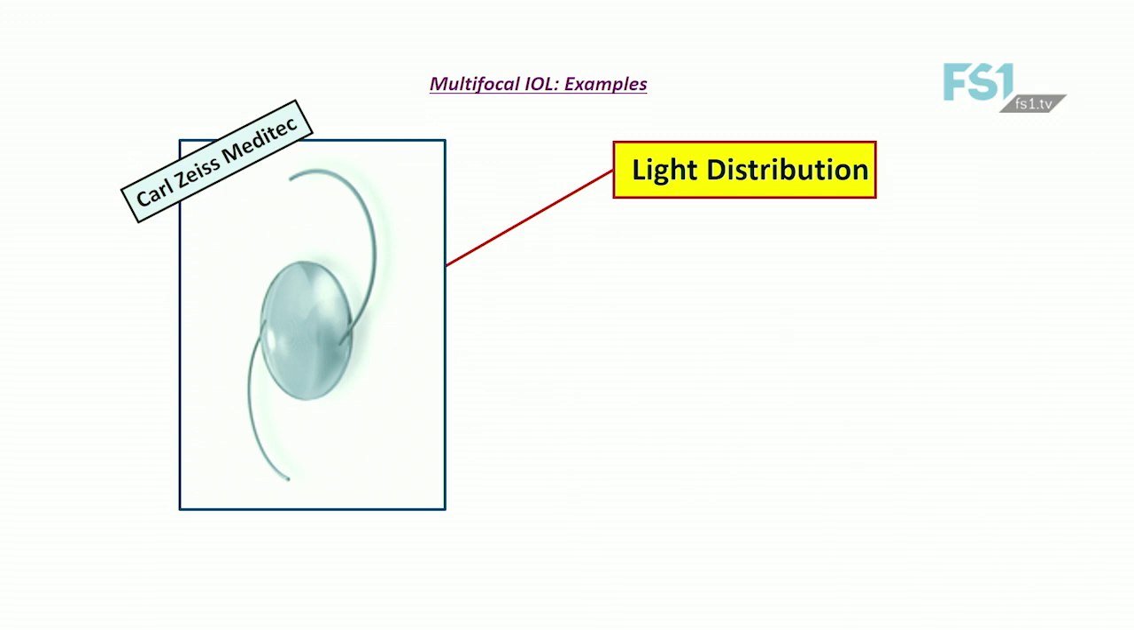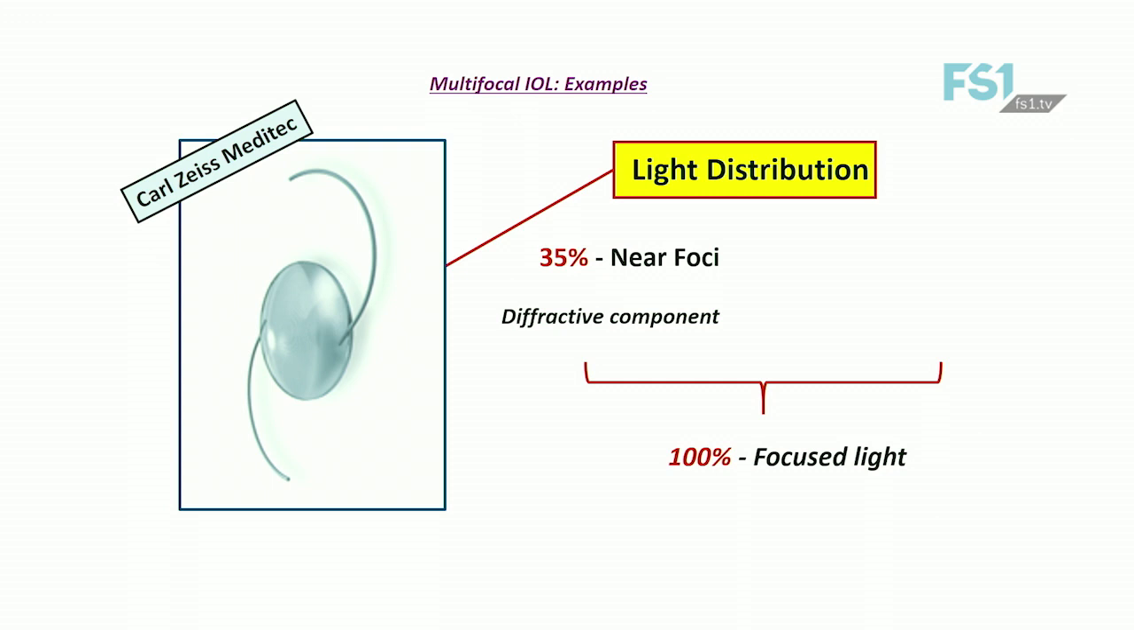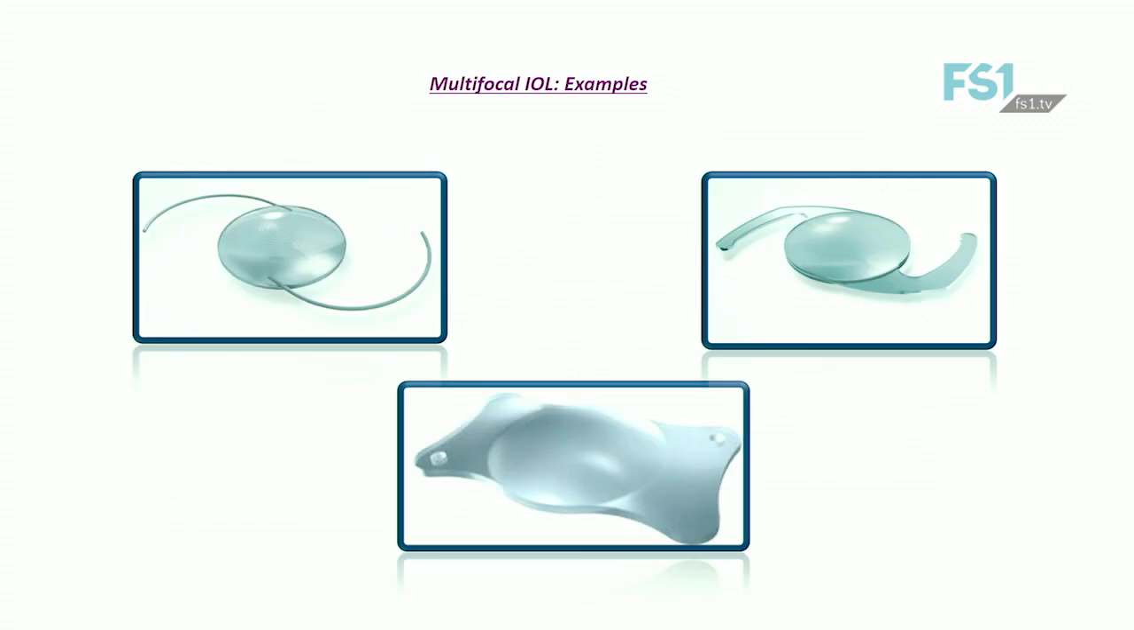Another sample is Carl Zeiss Meditec. Here they say that 100% of light is being focused, 35% for near and 65% for far. The idea behind this distribution is that distance vision is more important and two eyes can help each other for near vision. And these are just some samples of this lens.